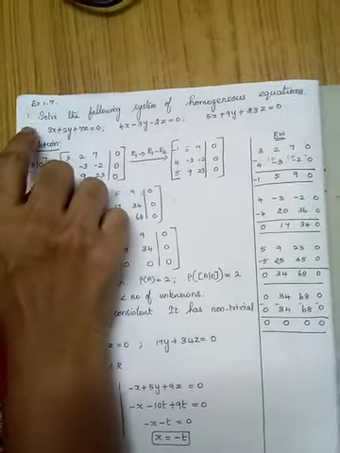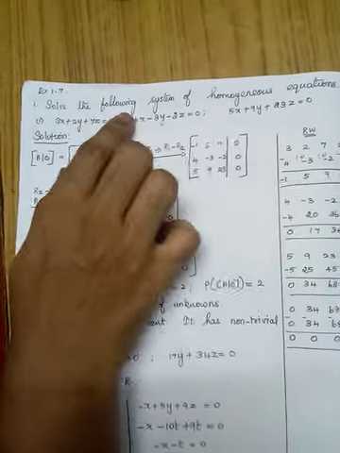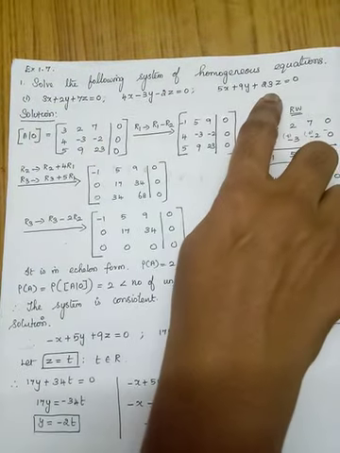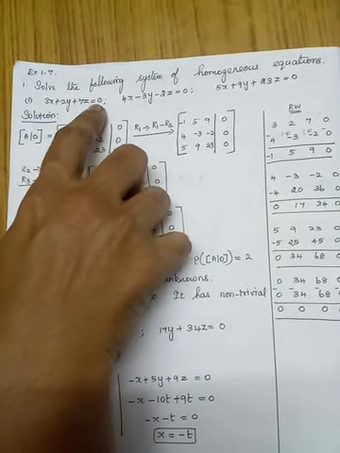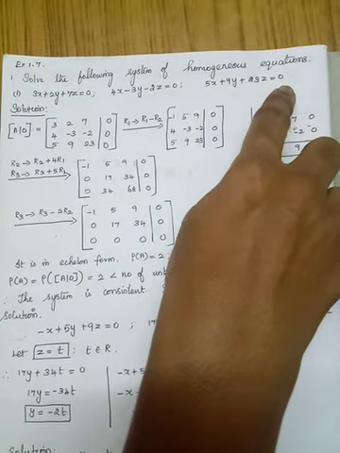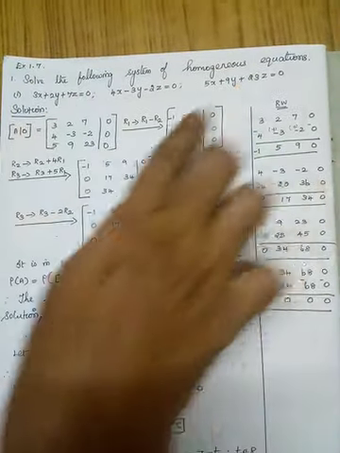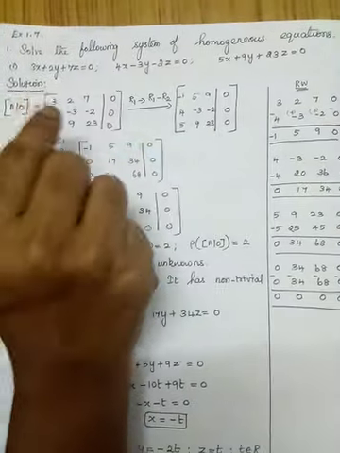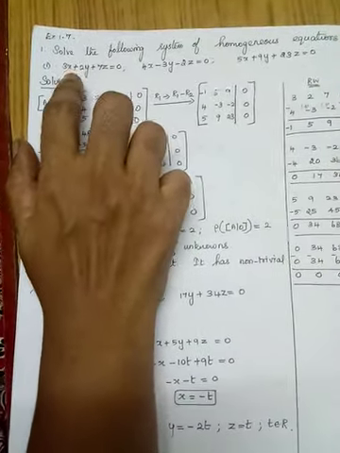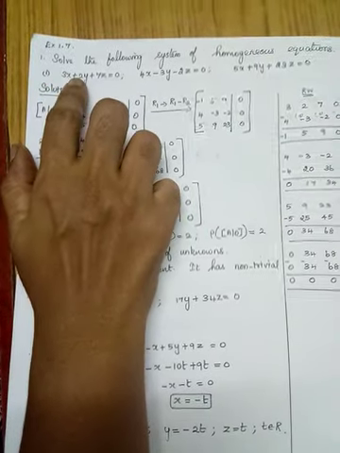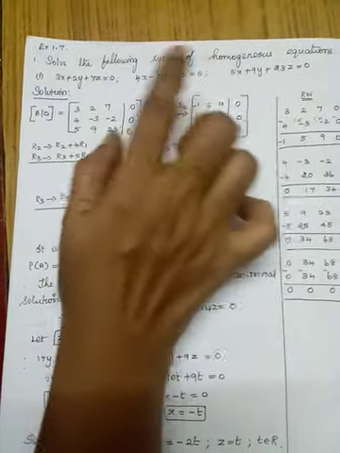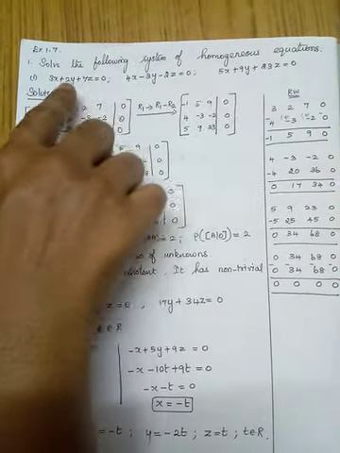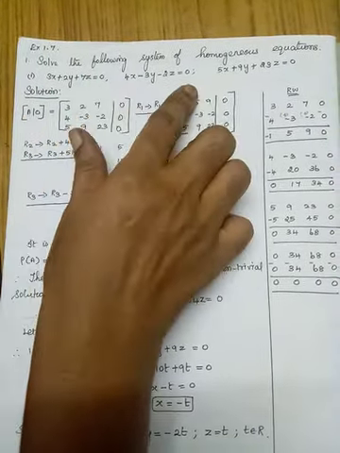Exercise 1.7, the first problem. Solve the following system of homogeneous equations. There are three equations. You look at the right-hand side, everything is 0, and no constant is involved. So this is a homogeneous system of linear equations. How many unknowns do you have? x, y, z, there are 3. How many equations? 3 equations. So here the number of equations is equal to the number of unknowns.